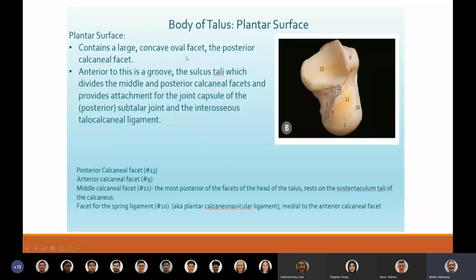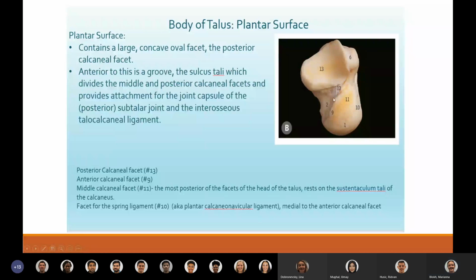Okay, body of the talus, plantar surface. So a lot of important things. Let's talk about the facets. They could ask a lot of questions about the facets of the talus, just because of the terminology and the relationship. So let's discuss a couple of different things. On the talus you have the anterior calcaneal facet, which, if you look at this as anterior, this is posterior. This one is most anterior in comparison to the middle calcaneal facet, which is a little bit towards the middle, obviously. So anterior, middle, and posterior, okay?